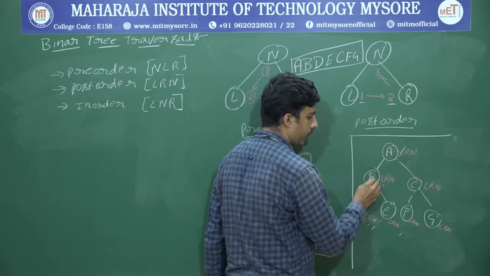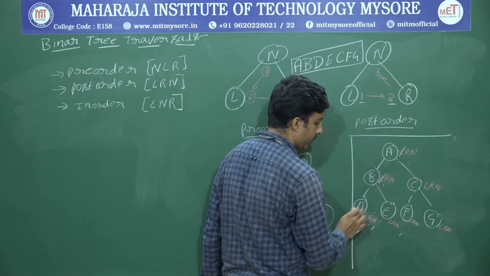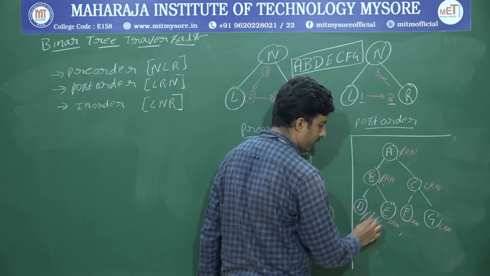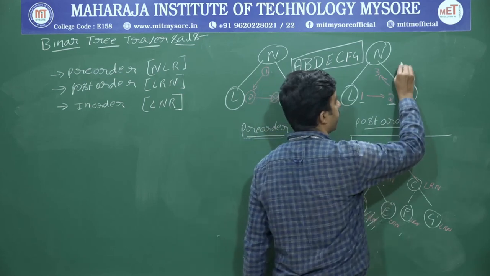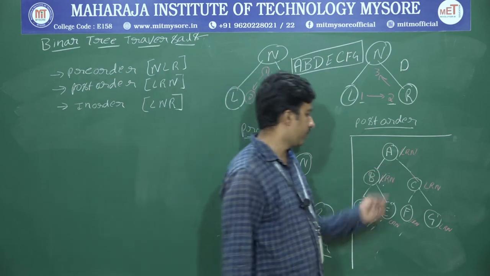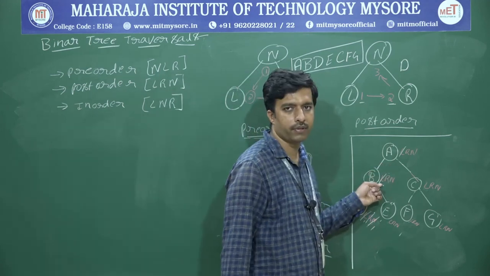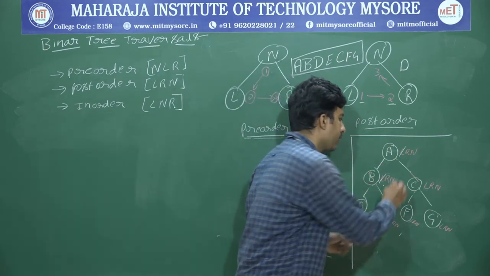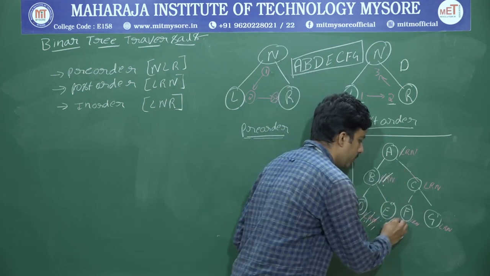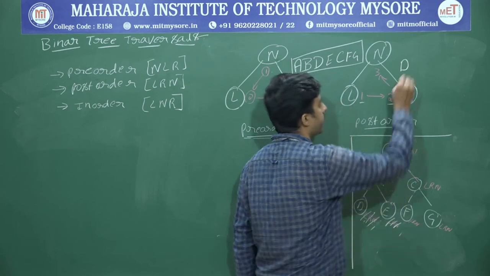Okay, move to the left. Here, left is there. Yes, move to the left. Left is there, no. Right is there, no. Node encounter, yes. Okay, print D first. Next, goes back. Okay, traversing, goes back. Okay, right is there, yes. Encounter. Okay, see, left is there, no. Right is there, no. Node encounter, yes. Print E.